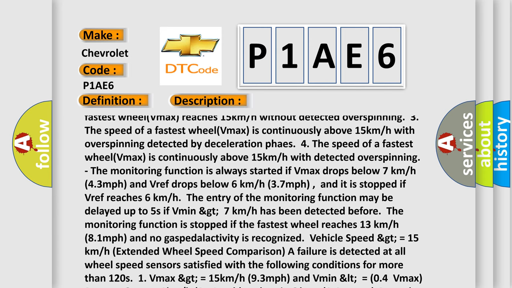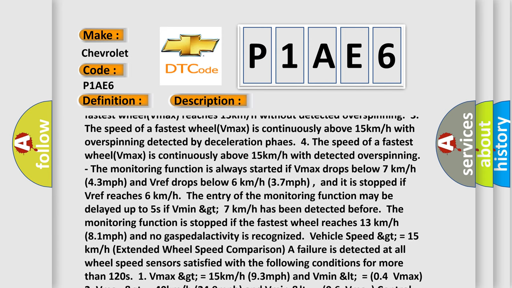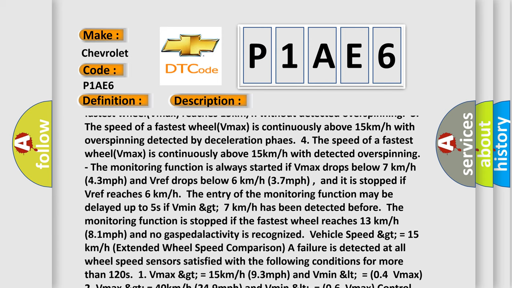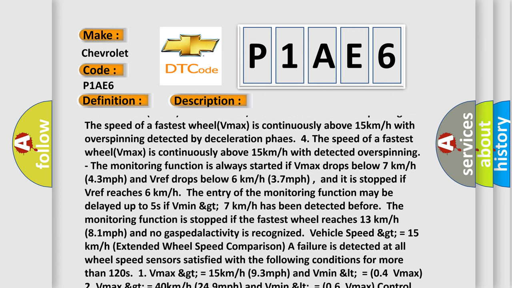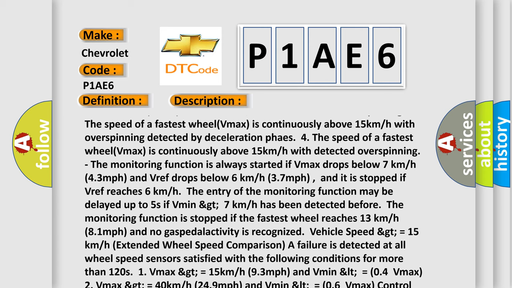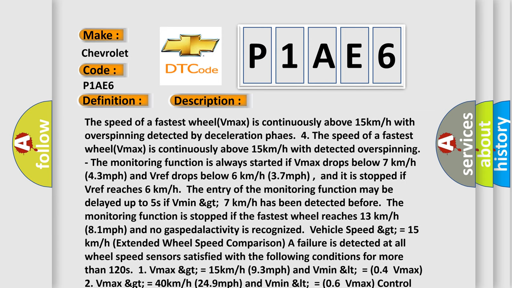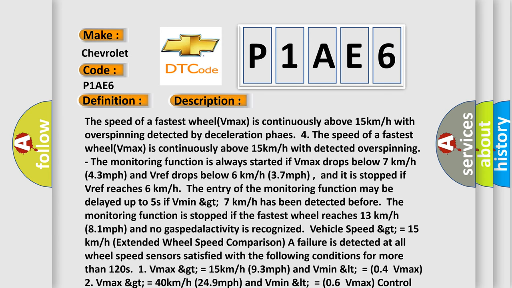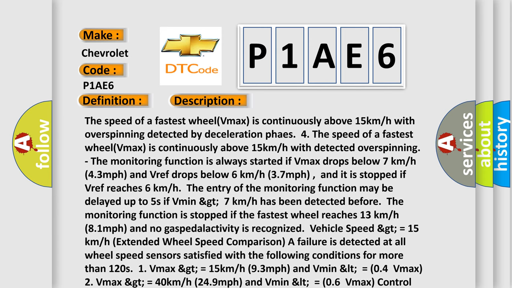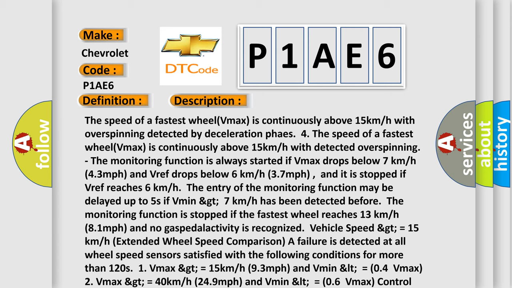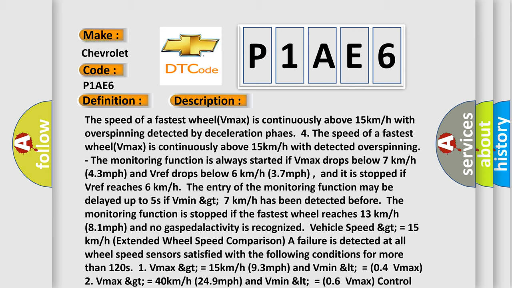Extended wheel speed comparison. A failure is detected at all wheel speed sensors if the following conditions are satisfied for more than 120s. 1, Vmax GT equals 15 km per hour, 9.3 miles per hour, and Vmin LT equals 0.4 Vmax. 2, Vmax GT equals 40 km per hour, 24.9 miles per hour, and Vmin LT equals 0.6 Vmax. Control cycle too long. A failure is detected if the duration of permanent pressure reduction or pressure holding phases exceeds 28s.